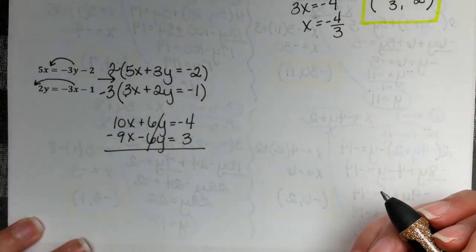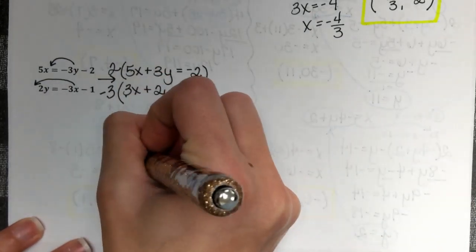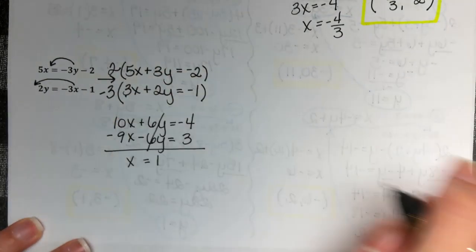My y's cancel. 10 minus 9 is 1x. Negative 4 and 3 is 1. Negative 1.